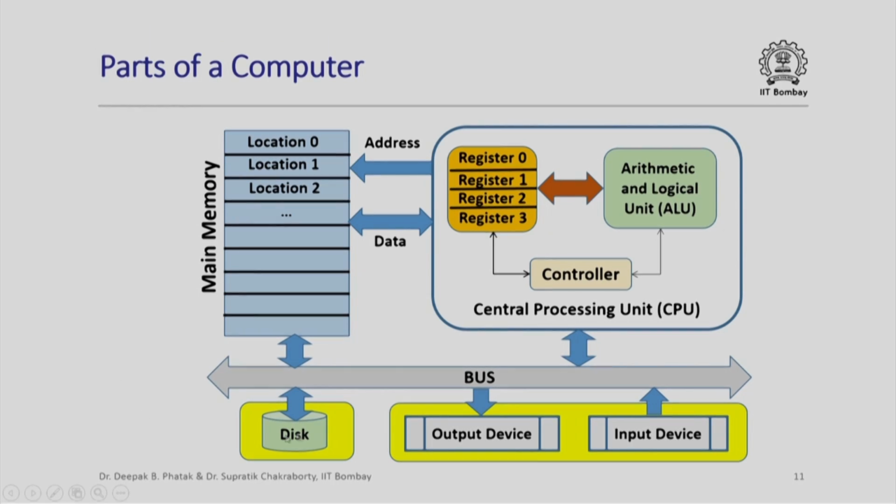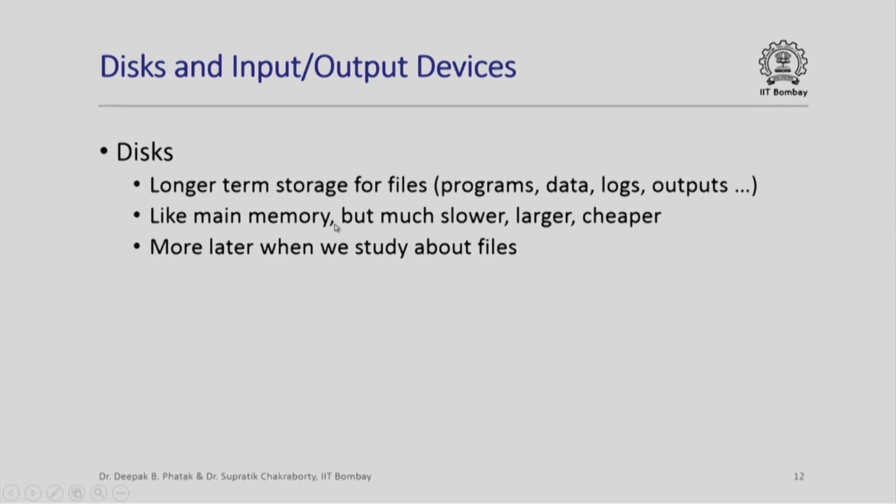In this picture, I have highlighted the disk and some input devices and output devices which are connected on the bus. Disks are basically longer term storage for files, and files could contain your programs, some data, some logs, some outputs and so on. Now disks serve the purpose much like main memory. They are used for storing information and retrieving information. However, they are much slower than main memory. They also have much larger capacity, many more locations than main memory, and they are also significantly cheaper than main memory.